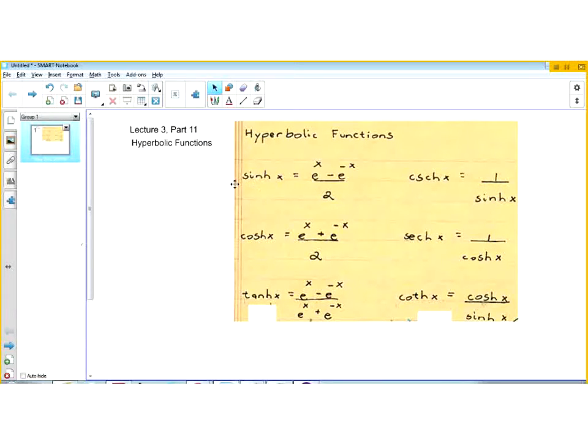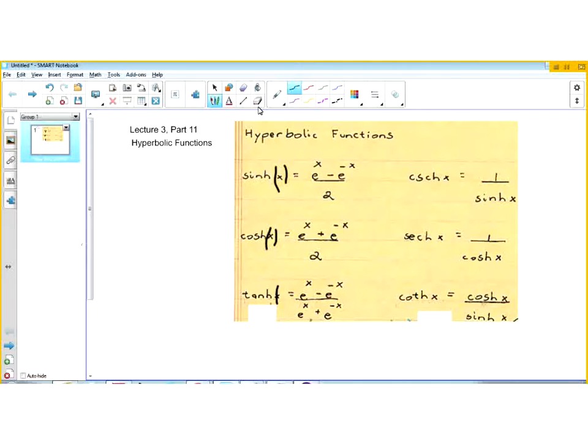So, for instance, the hyperbolic sine, written as S-I-N-H and pronounced sinh. So the hyperbolic sine of x, or sinh x, is defined according to this formula. It's the exponential of x minus the exponential of minus x, divided by 2. So this is a definition. And then we have the hyperbolic cosine of x, often read cosh of x, and it's e to the x plus e to the minus x over 2.